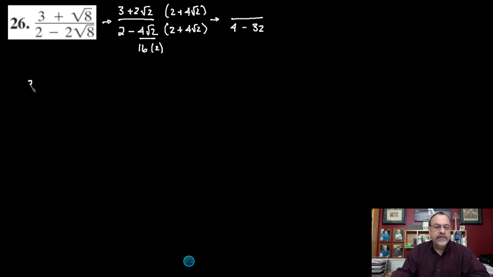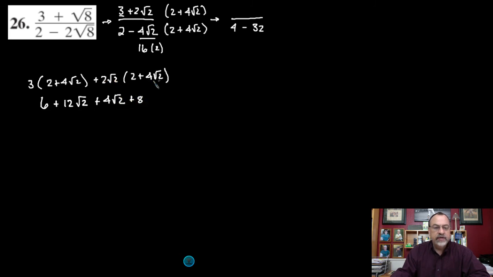For the numerator, I'm simply going to distribute. So I have the 3 times the conjugate, 4 square root of 2, and then I have the 2 square root of 2 times the conjugate, 4 square root of 2. So then we distribute. So this is 6 and then 12 square root of 2. This becomes 4 square root of 2. And then now I have the 2 times the 4, which is 8, and the radical 2 times the radical 2, which is 2. So this is actually 16.